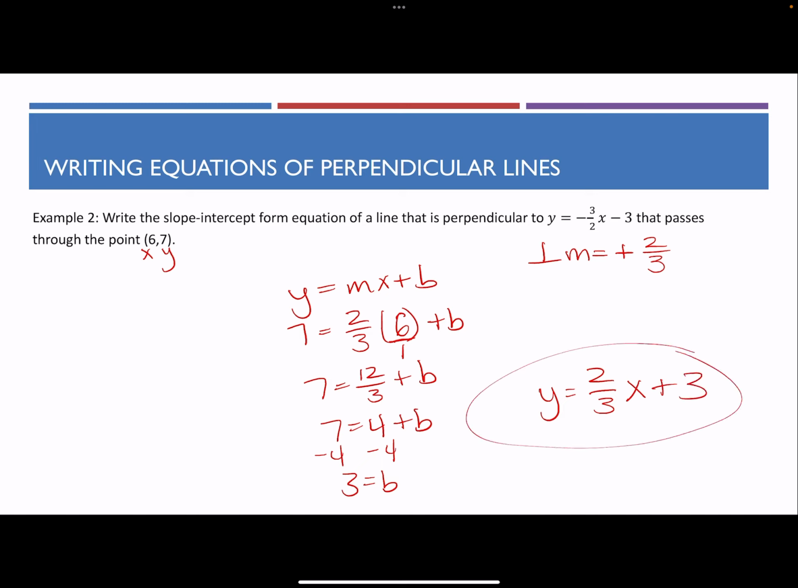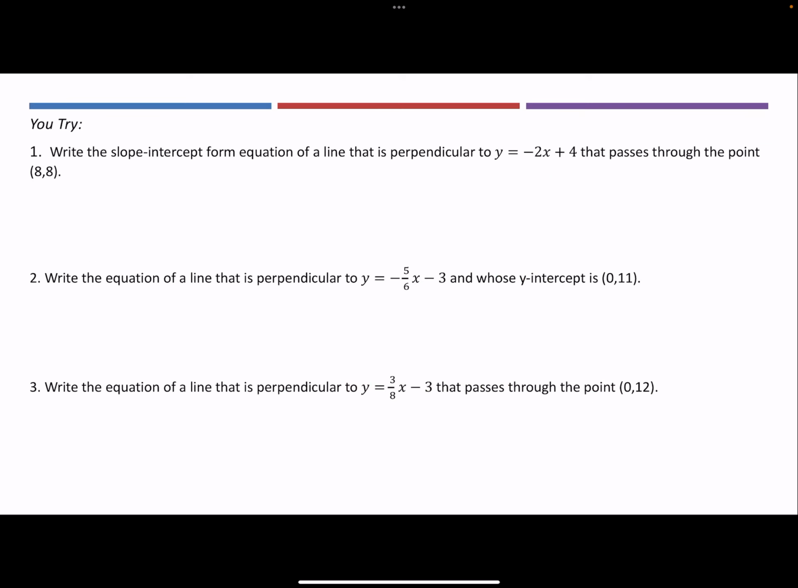There you go. So that's my equation perpendicular to the original line going through that point (6, 7). All right, so now you've done 2 example problems. You have a whole bunch of you try problems. I just have 3 of them here. You're going to do these 3, and then you're going to continue doing the rest. So if you want, you can just pause the video and work on your own.